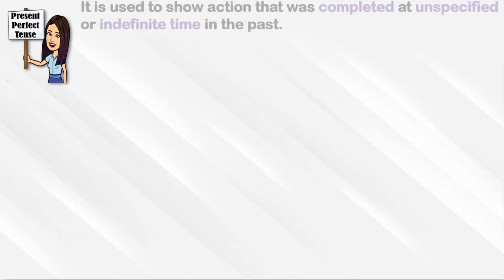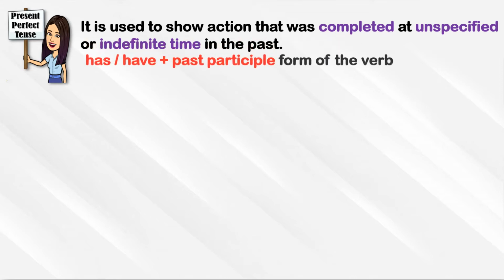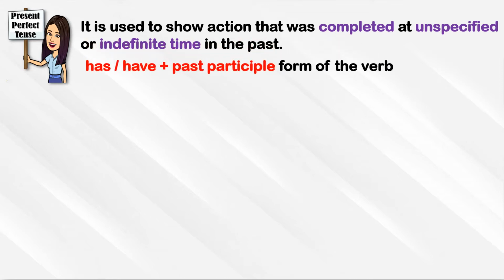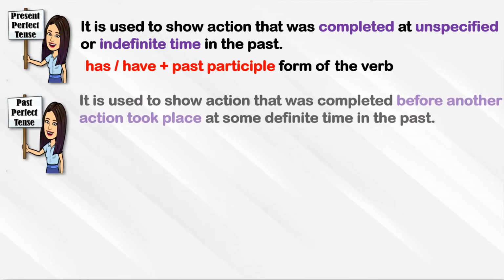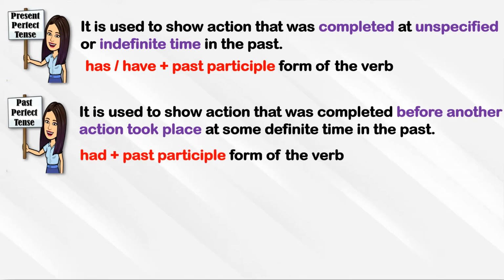Let's have a recap. Present perfect tense. It is used to show an action that was completed at an unspecified or indefinite time in the past. It is formed as has or have plus the past participle form of the verb. Past perfect tense. It is used to show an action that was completed before another action took place at some definite time in the past. It is formed as had plus the past participle form of the verb.